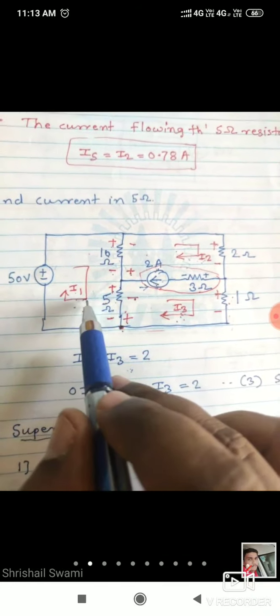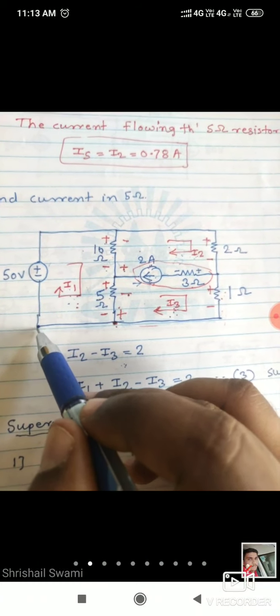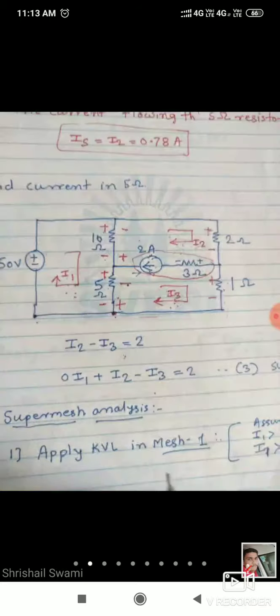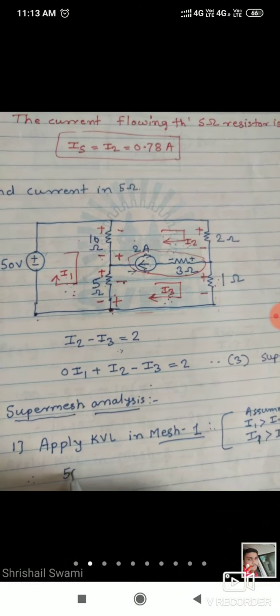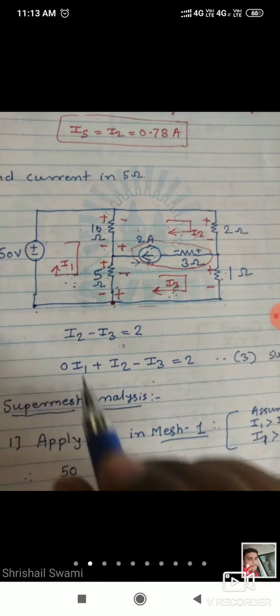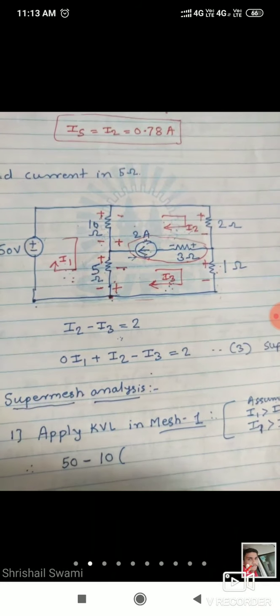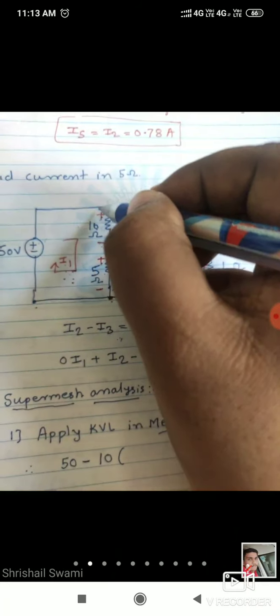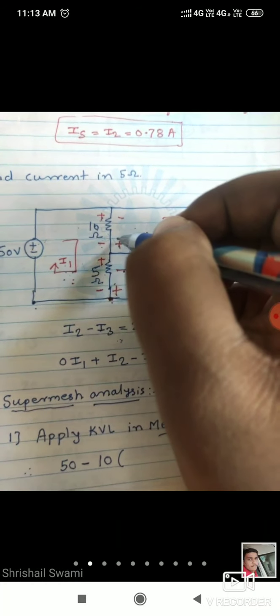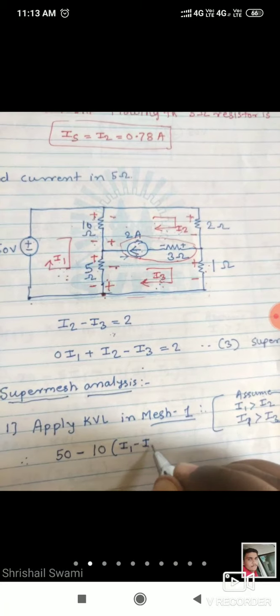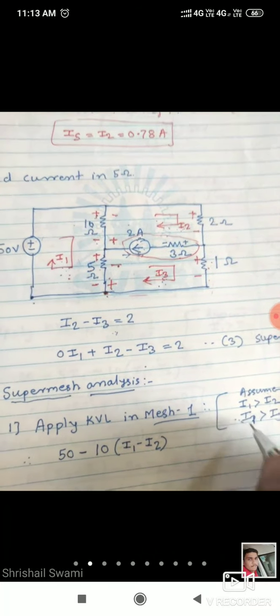So try to write the equation using KVL. Start from this point, go in a clockwise direction and come to the same point. So minus to plus. When minus we are observing, we are writing the value plus. This is plus 50. Then come to here, plus we are observing, that's why it is minus. What is the resistor value? 10. What is the current flowing through that? I1 is flowing from top to bottom and I2 is flowing from bottom to top, so that's why I1 minus I2. Why is I1 greater? Because we assume that.